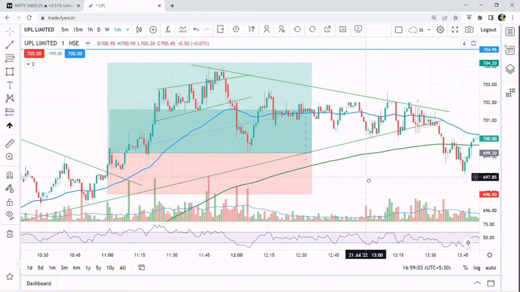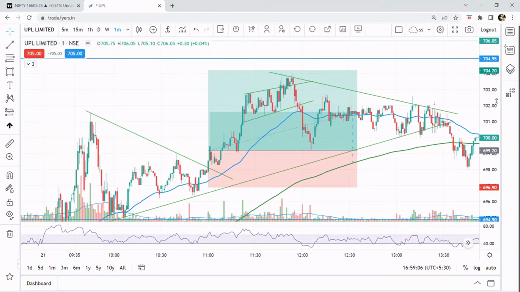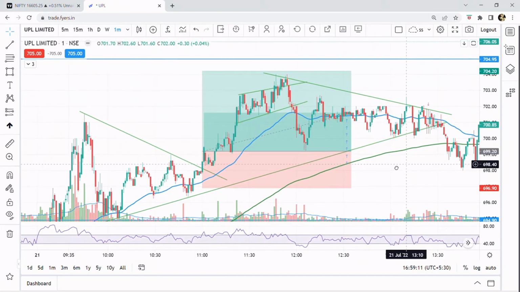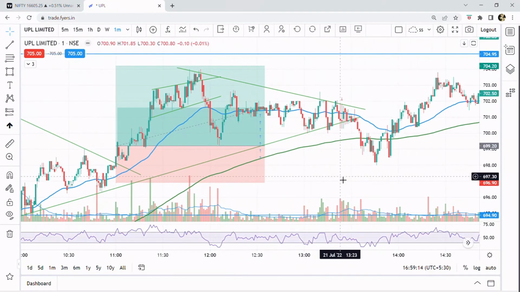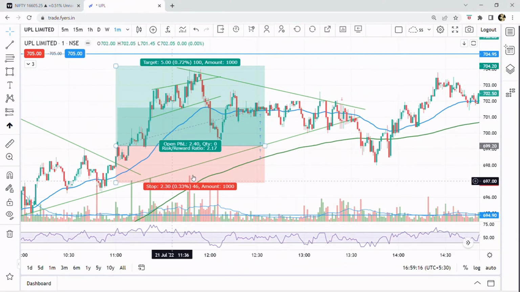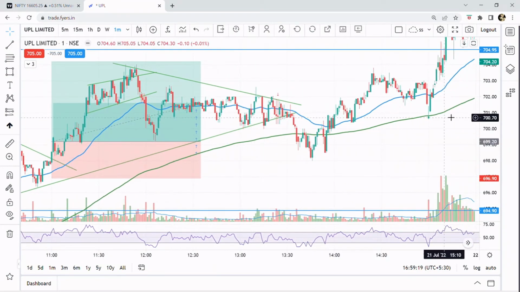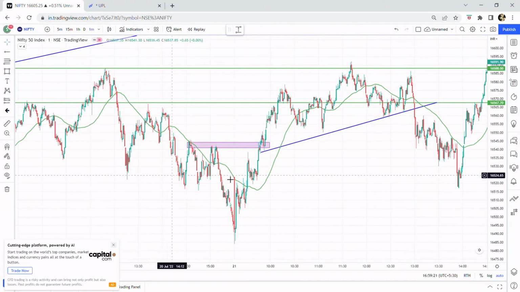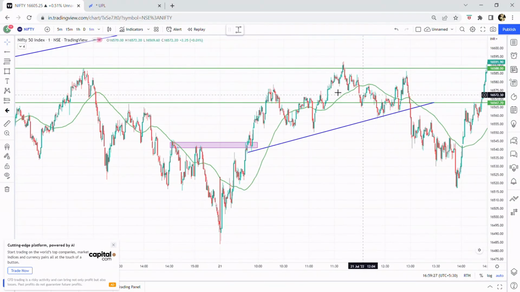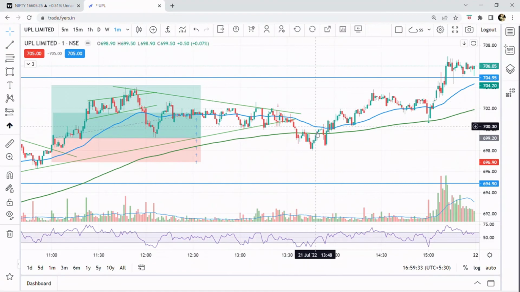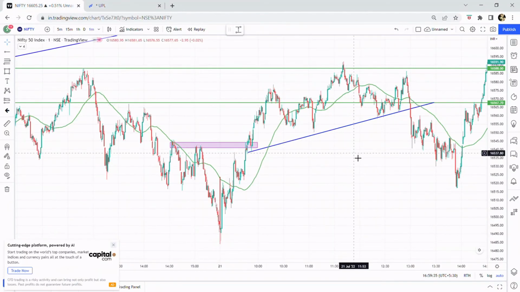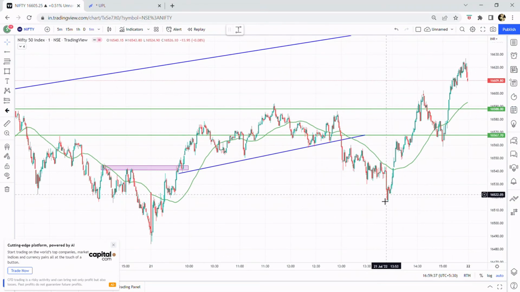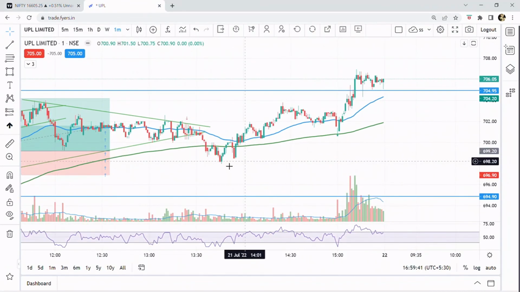After that, you can see that was a good decision, because I learned from yesterday. After that it did not come near that area. It went down and broke this triangle also. After that, as Nifty started, this was the area where I closed the trade. I thought this is the resistance area for Nifty. That was a good decision. You can see after that UPL went down, and after this it again went up. So UPL also started going up.